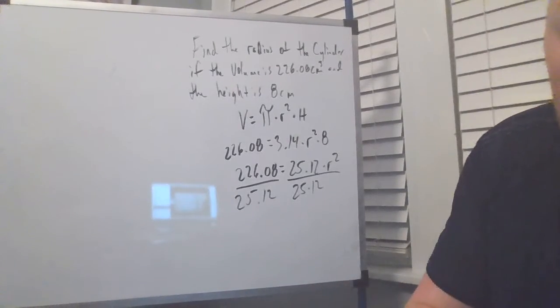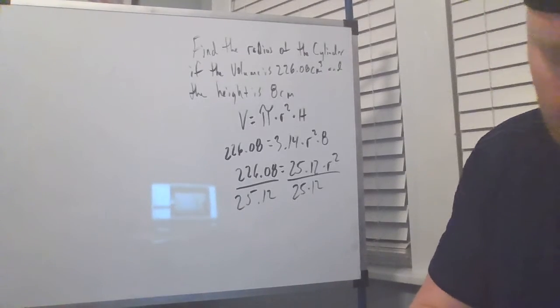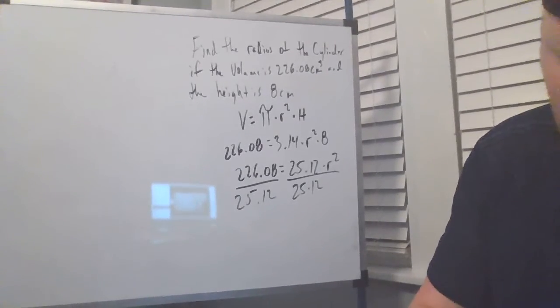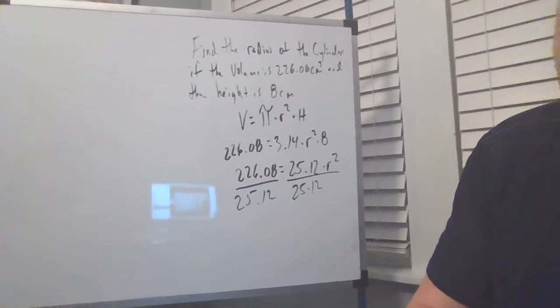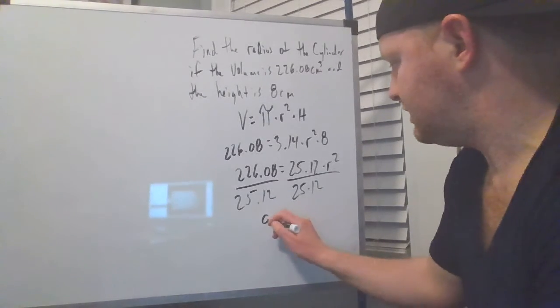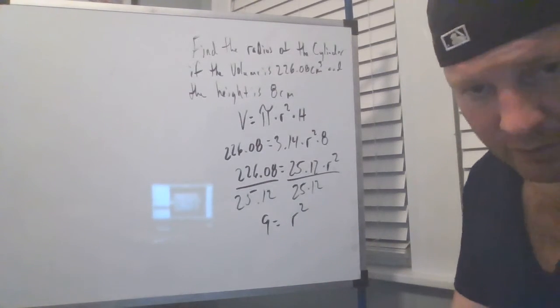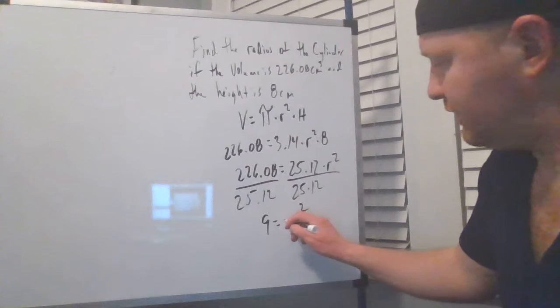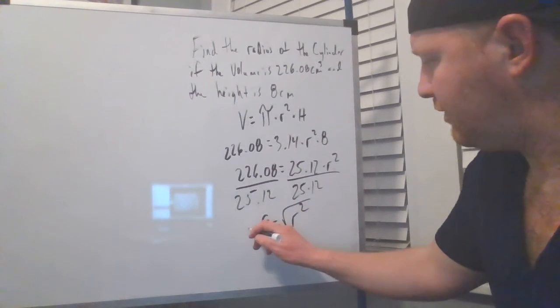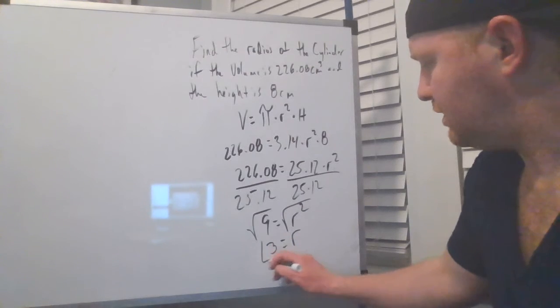226.08 divided by 25.12 equals, that's nice, equals 9, equals r squared. Well, the inverse operation of squaring something is square rooting it, and y'all should know that by now. So the radius is equal to 3.